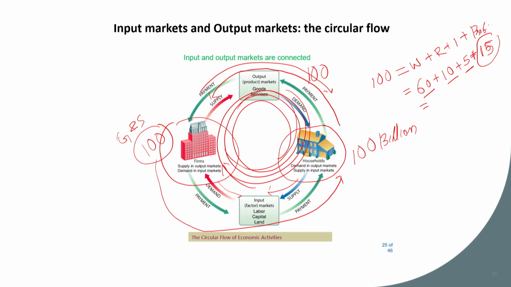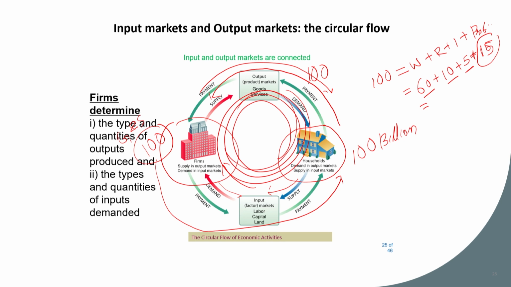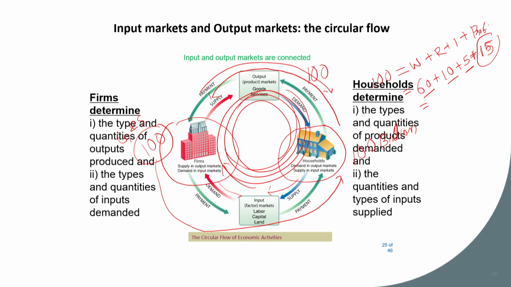If there is an increase in factors of production or an increase in technological advancement and productivity, then more goods and services will be produced, more factor income will be generated, and then the standard of living of the people will also increase. So my objective here is to show this framework through which firms and households interact in the output and input markets. So this is how firms determine, and I forgot to show this one, and households determine the types and quantities of products demanded and the quantities and types of inputs supplied.